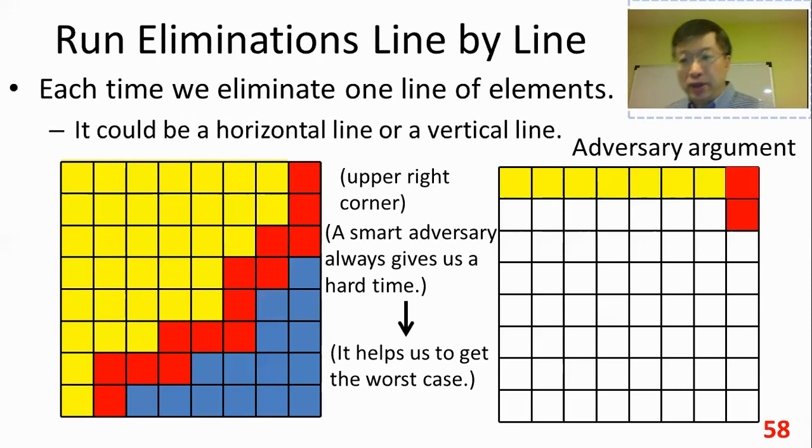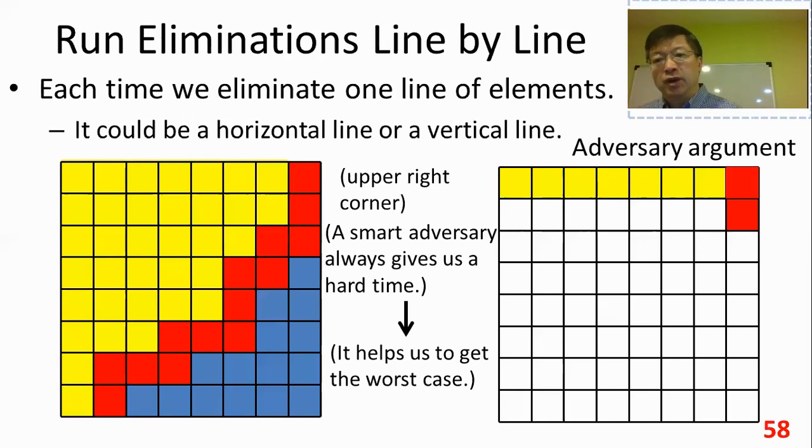Let's see it this way. The horizontal line contains how many elements? Including the red box, 8 elements. The vertical line only includes 7 elements. So one is more than the other. For our purpose, we want to eliminate as many elements as possible. So definitely we want to eliminate that horizontal line, right?